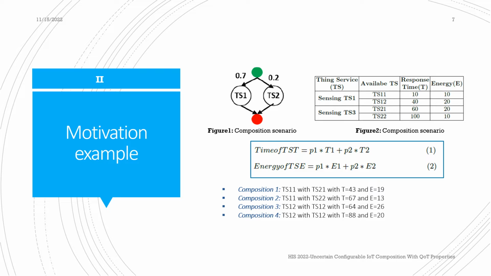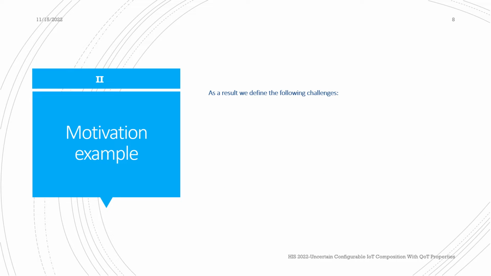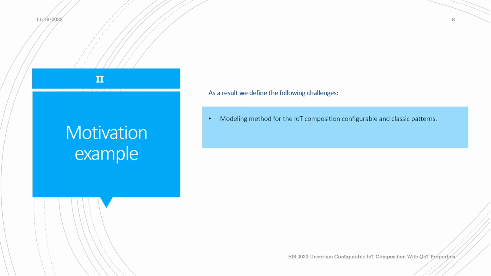So, in addition to that, the theme composition should be built up by basic composition patterns, including parallel and conditional. As uncertainty generalizes in completeness and precision of the composition process, it's related to which path of composition could be executed regarding the QT of the same thing duty. As a result, we define the following challenges: modeling method for the IoT composition configurable and classic patterns, modeling method for the QoT of a component IoT, and an estimation of QoT method for thin composition patterns.